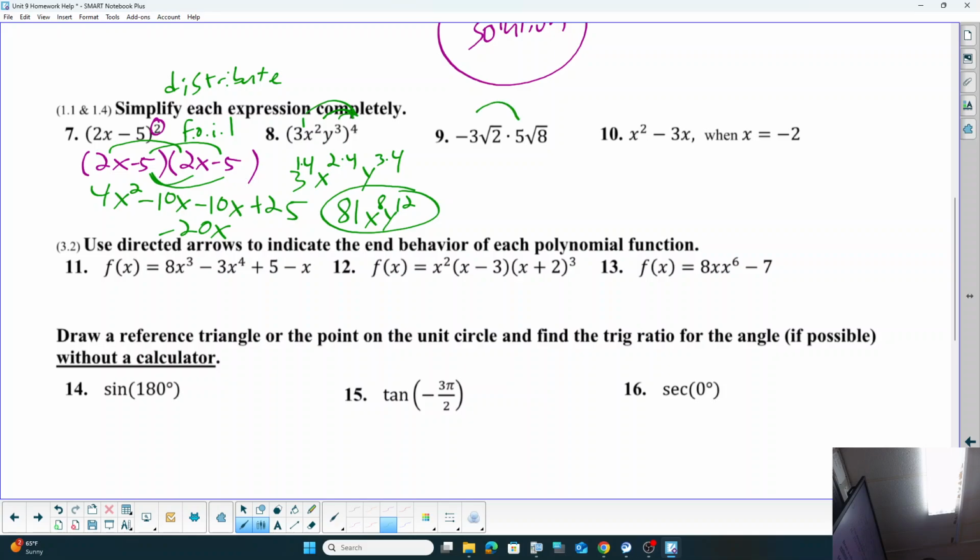Multiply like terms. So that's negative 15. And 2 times 8 is the square root of 16. Square root of 16 is 4. And 4 times 15 is 60. Yeah, 60.